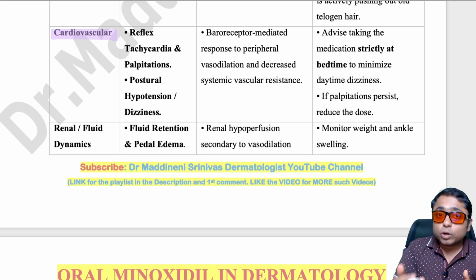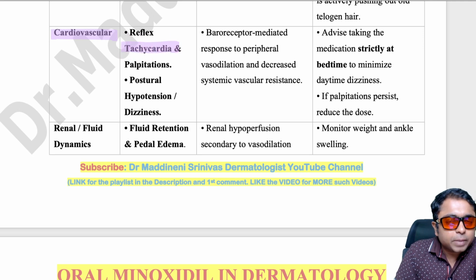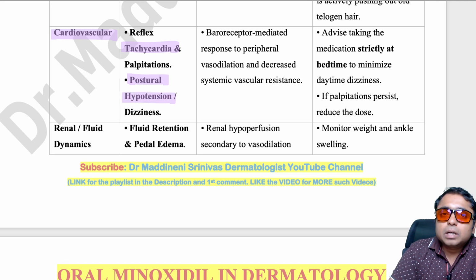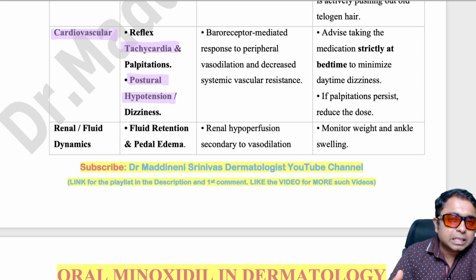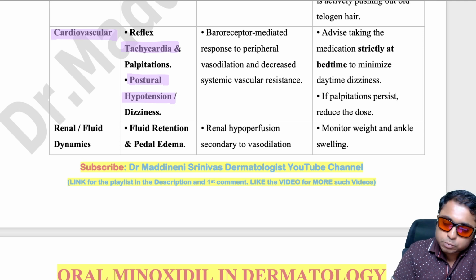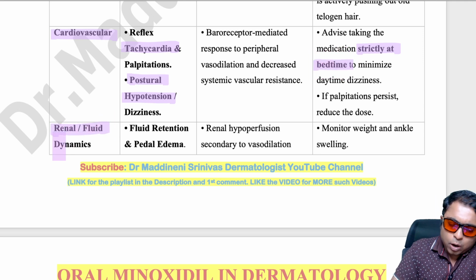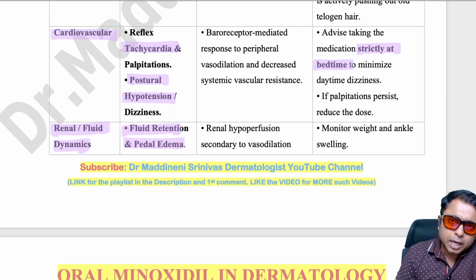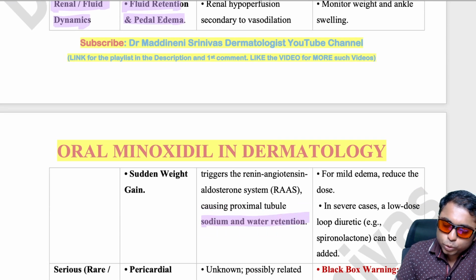So minoxidil can produce reflex tachycardia, increase in the heart rate, palpitations, and also it can cause postural hypotension, dizziness. But in dermatological dosages, that is less than 5 milligrams, this is very rare to be observed, but still a possibility is there. That's why you advise the patient to take this medication strictly at the bedtime. Also, like I've already told you, there could be a fluid retention and the pedal edema. All this is because of the sodium and water retention.